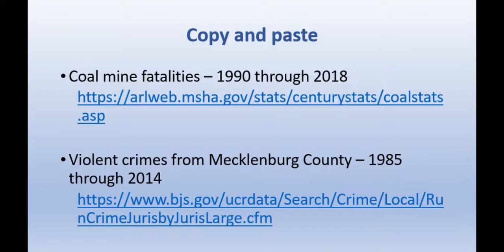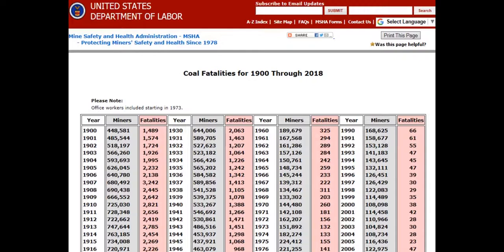Here are the first 2 websites that we're going to be copy and pasting data from. So you might want to grab these links right now and put them into a web browser to look at them as we go along. The first one involves coal mine fatalities from 1990 to 2018, and it's from the Mine Safety and Health Administration. And the second one is about violent crimes in Mecklenburg County, 1985 through 2014, and it's from the federal government as well.